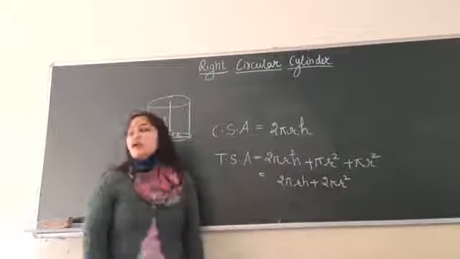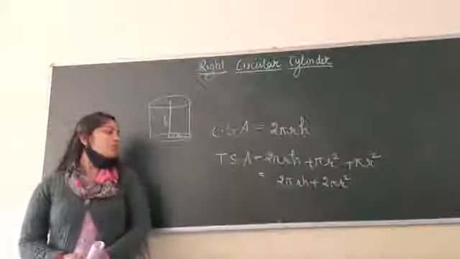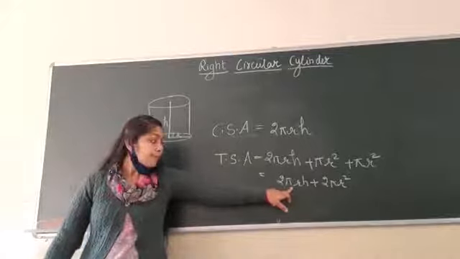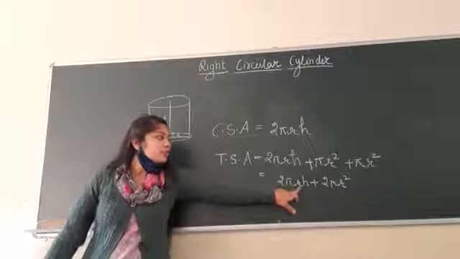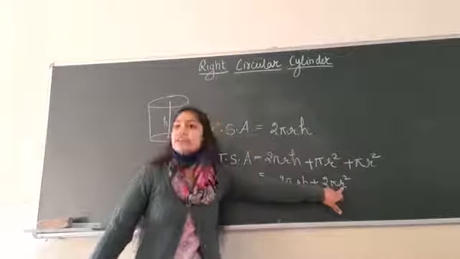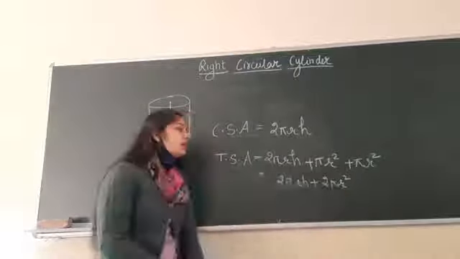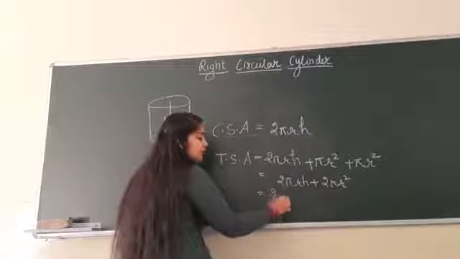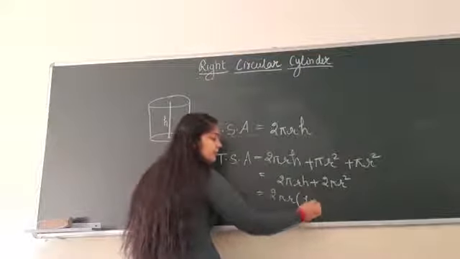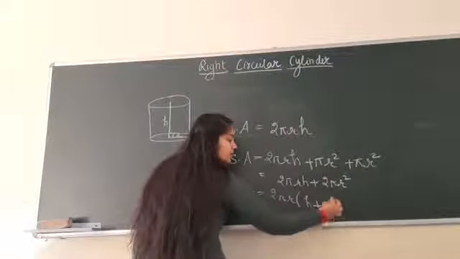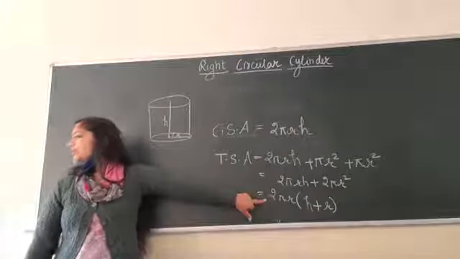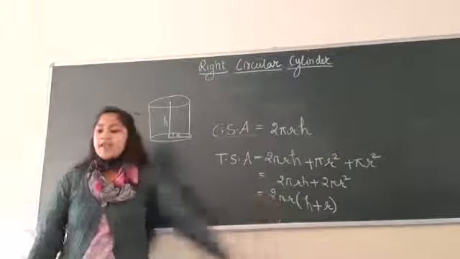And then further to simplify this formula, we will take 2 common. We will take pi common and we will also take r common. Here you have r and here you have r square, so we can take r common, right? So it will become 2 pi r common, and inside you are left with h from here plus r from here. So this is the formula for your total surface area, 2 pi r (h plus r).